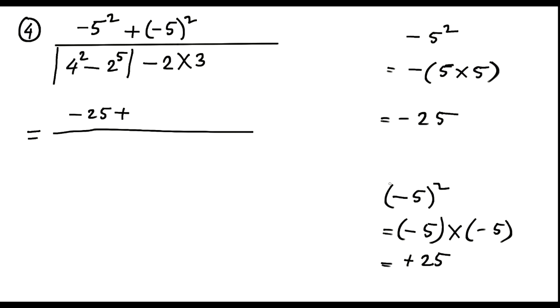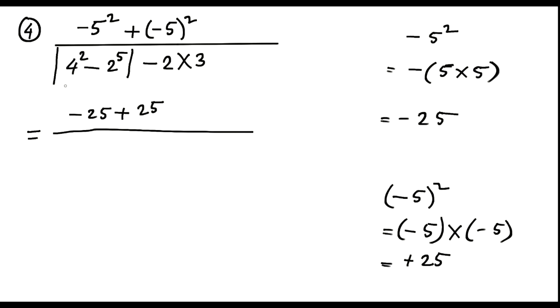What is the difference between this one and this one? Here we have the square only on 5, not on negative 5. But here we have the square on negative 5. So here 5 will multiply with 5 and the negative will remain the same. But here negative 5 will multiply with negative 5. So we get positive 25 as a result. So here we will write 25.